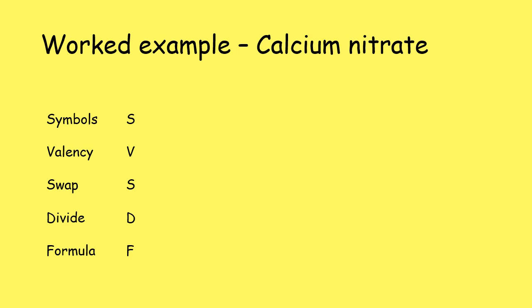So our next example is calcium nitrate. It ends in ATE, so that means that nitrate we are going to have to look up on page 8 of the data booklet, but calcium we're going to treat as normal. So calcium, symbol Ca, nitrate has the symbol NO3. The valency of calcium is 2 because it's in group 2. The valency of nitrate is 1 because it is in a column in the table on page 8 that starts with 1 at the top.